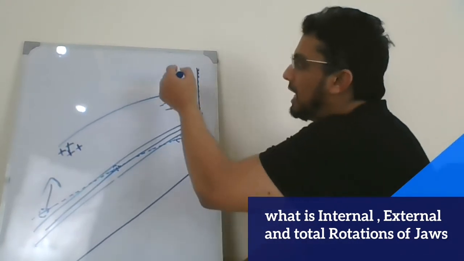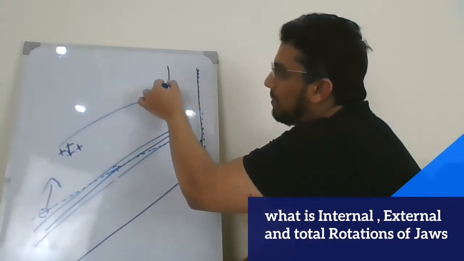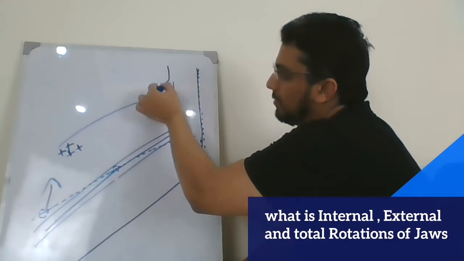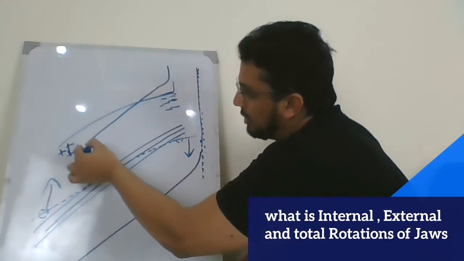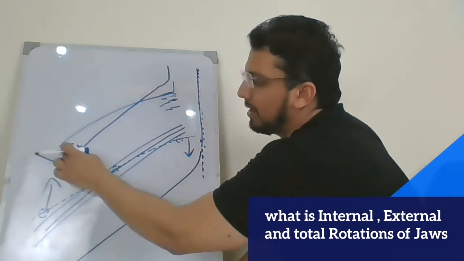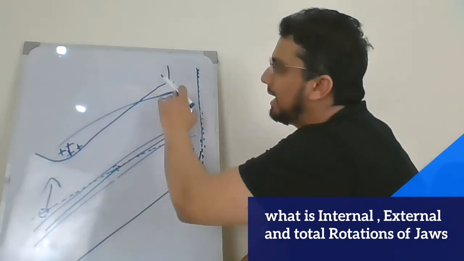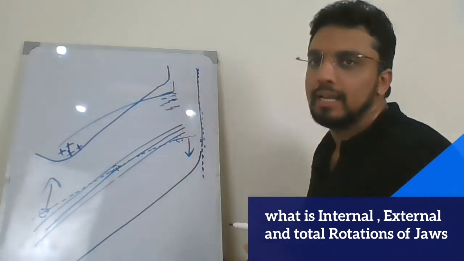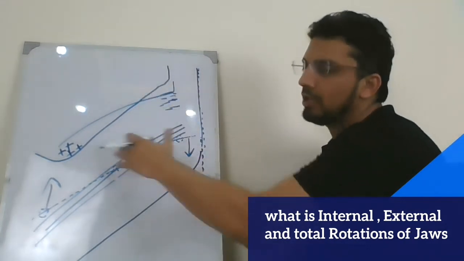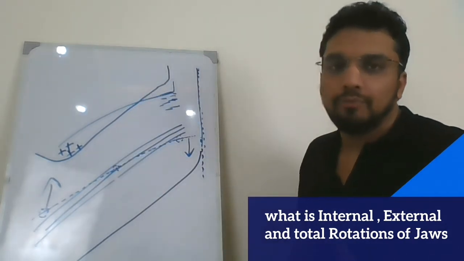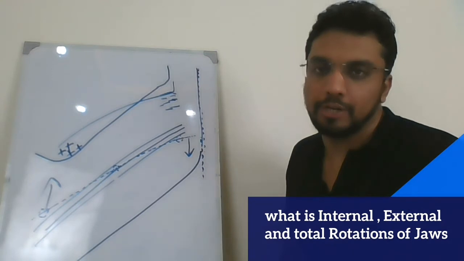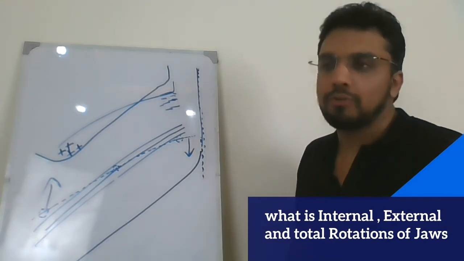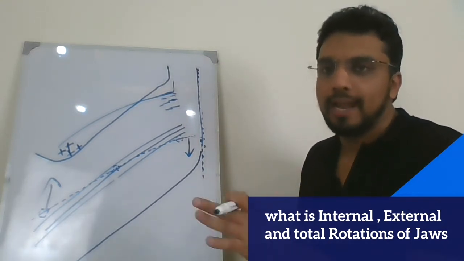This will change the position of the bone because of the resorption. This will go like this, and due to the deposition this will go like this. So the bone will be added over there and the bone will be resorbed over there. So this will lead to the change in the orientation of the bone. This would be the external rotation because of the surface resorption and deposition.